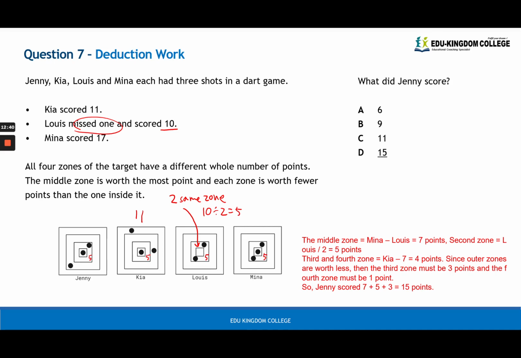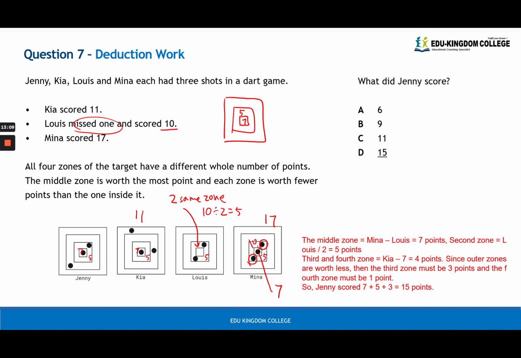Okay. Now Mina scored 17. You can see that Mina is a very similar case, except she has 2 on the 5 zone and 1 in the middle. So that middle one must be 7. Okay, the middle is 7. Let's actually draw our own up. And we set 5, because 2 of them is 10, and then we get 5 in the middle. So we know that this is 7, this is 5, and now we can keep going out.